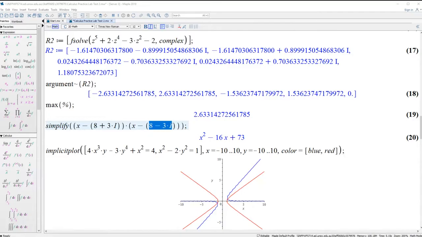Factor theorem. Okay, I think if you look in your notes, you'll see the factor theorem. So that one's pretty easy. Let us continue.